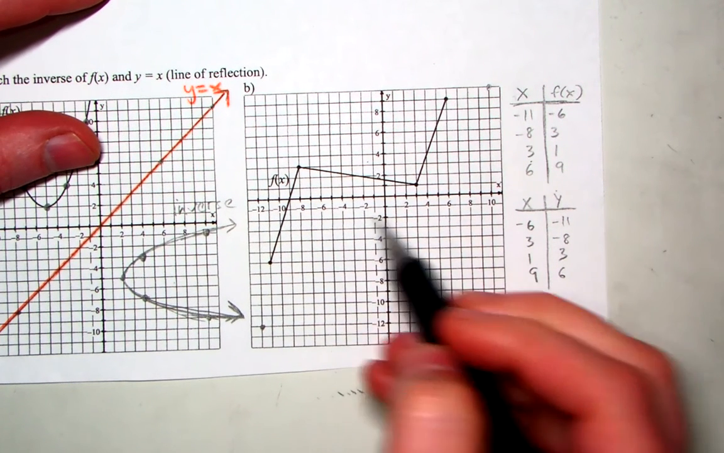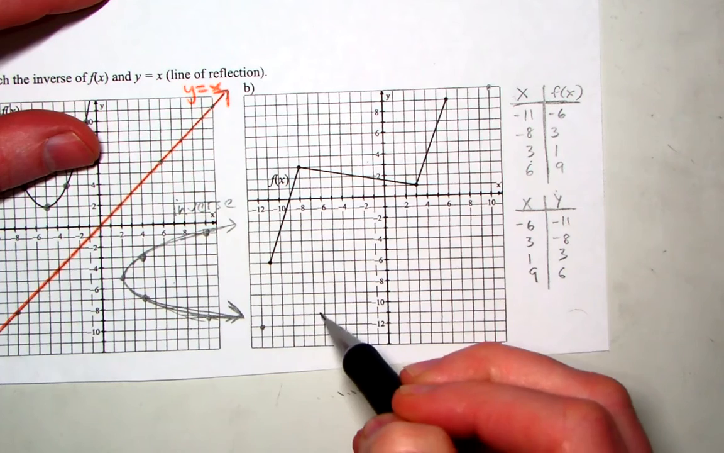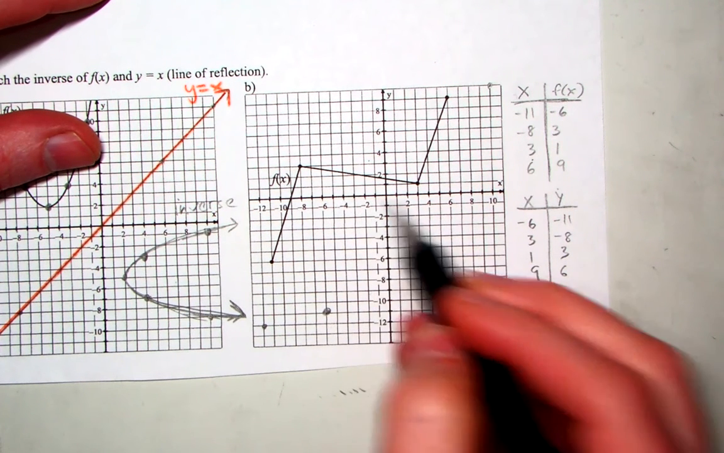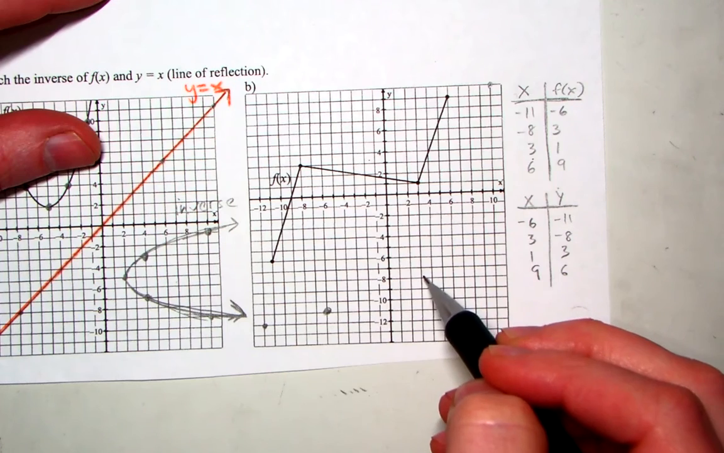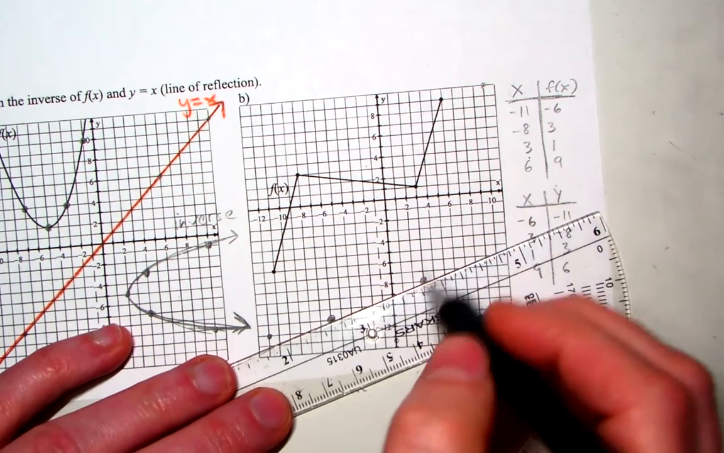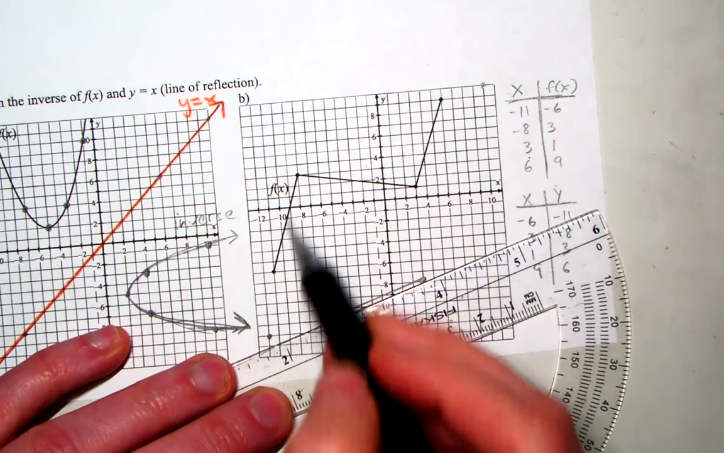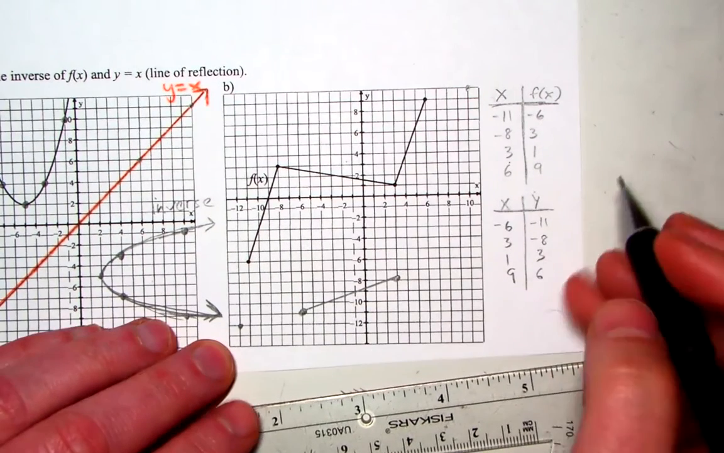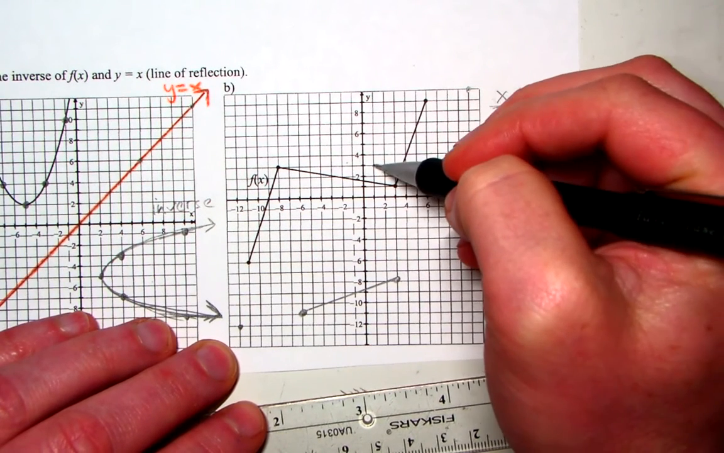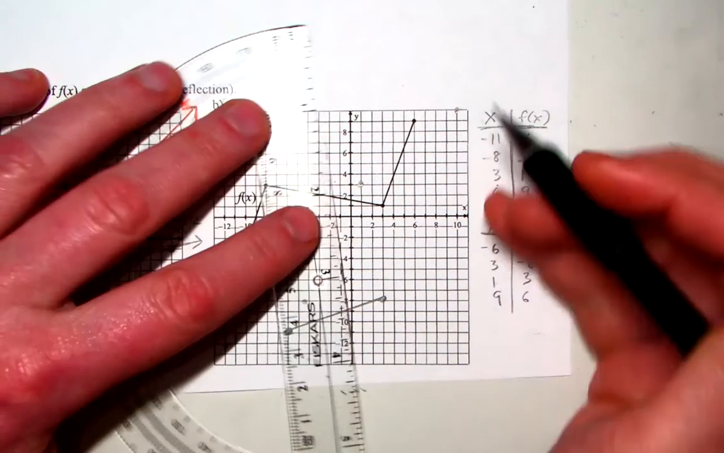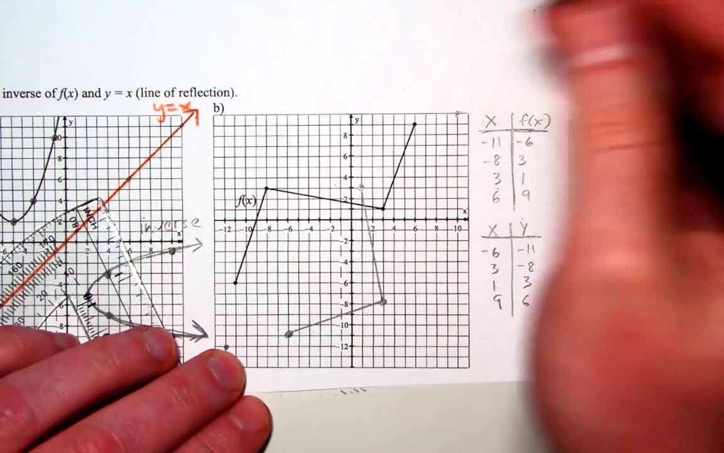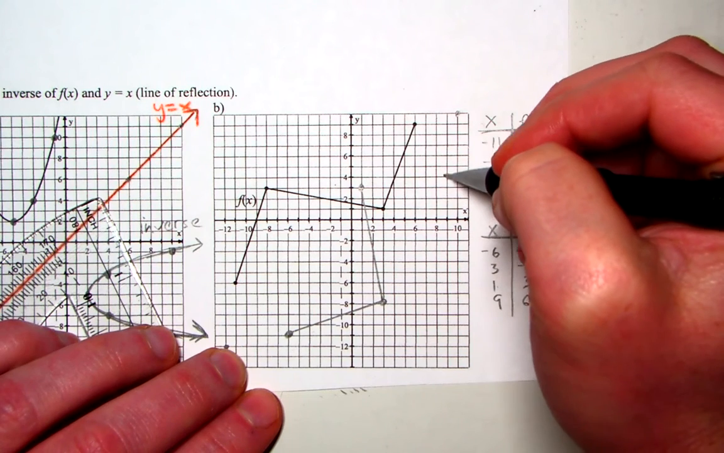So we have the point negative 6, negative 11, followed by 3, negative 8. I'll go ahead and start sketching as we go along here. So I can see that these two points were connected, kind of corresponding to the other one over here. And then we have the point 1, 3. And then the point 9, 6.